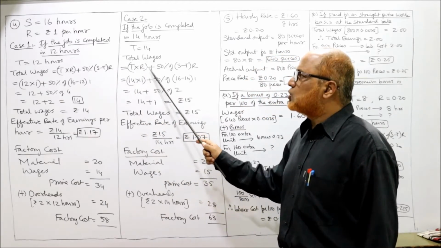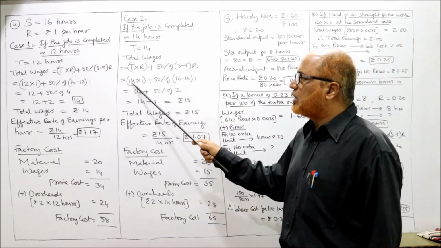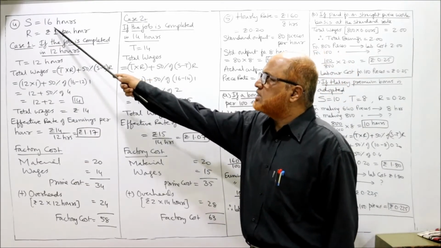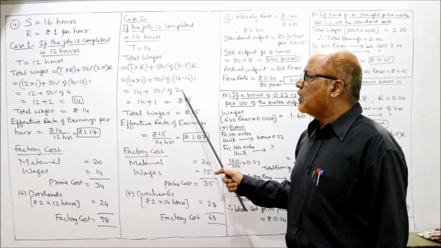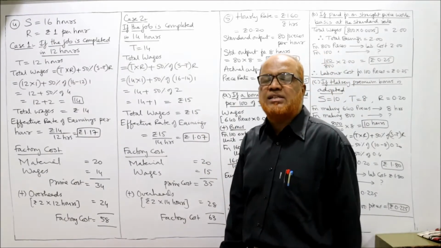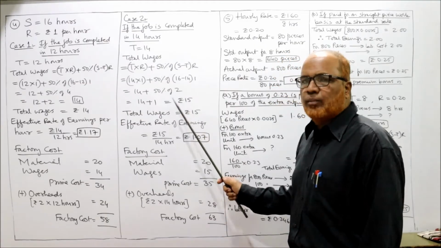So total wages: T into R, 14 into 1, 14, plus 50% of S minus T. 50% of 16 minus 14. 16 is the standard time. 16 minus 14 is 2. 50% of 2 is 1 rupee. So 15 rupees is the total wages. Total wages we got is 15 rupees.